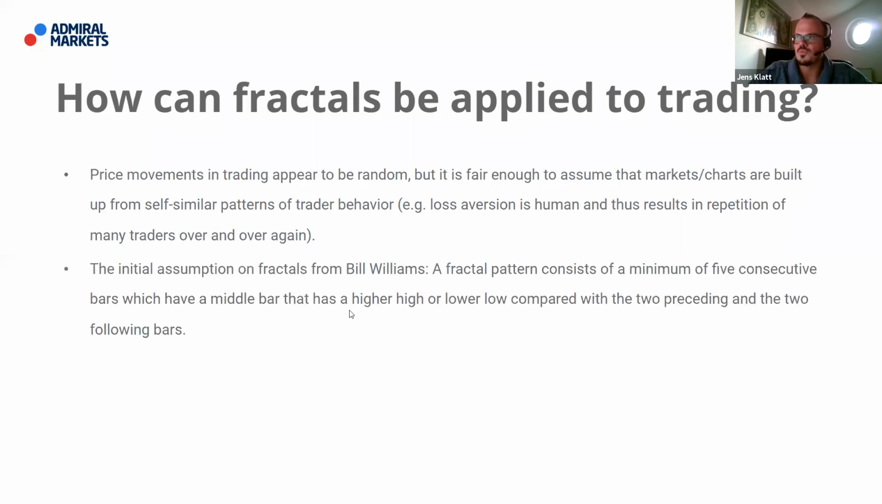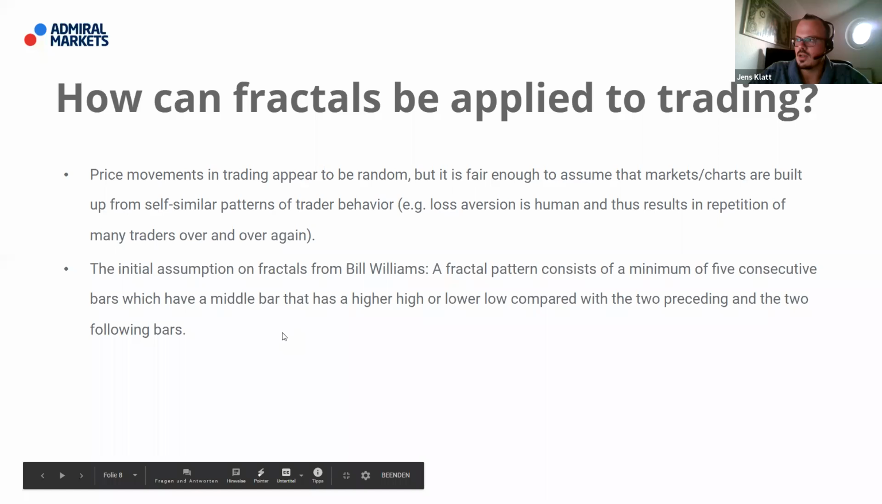Then the initial assumption on fractals from Bill Williams is that a fractal pattern consists of a minimum of 5 consecutive bars, which have a middle bar that has a higher high or a lower low compared with the 2 preceding and the 2 following bars. Based on that, you can assume that one thing is more certain to happen than the other, and apply this to your trading.